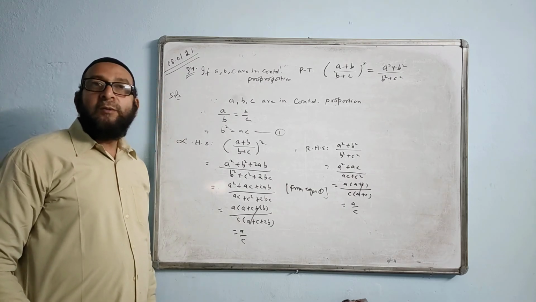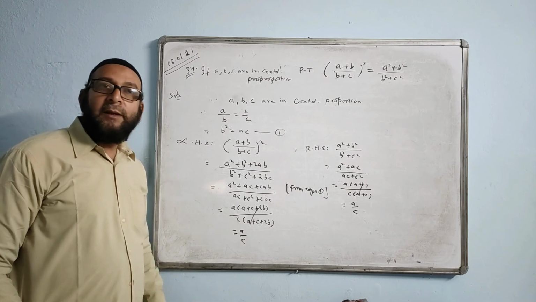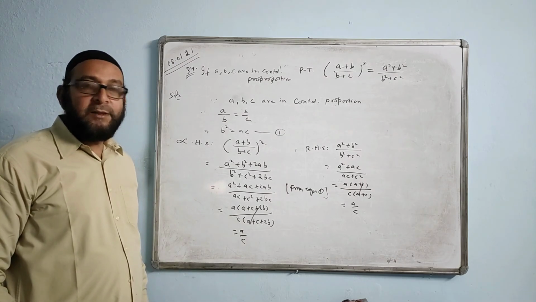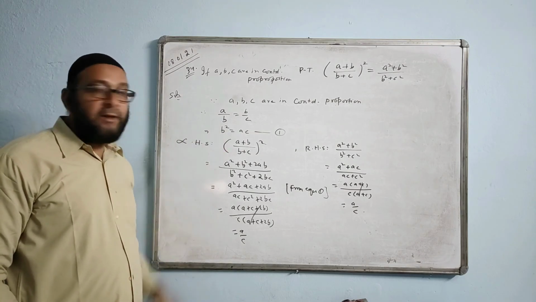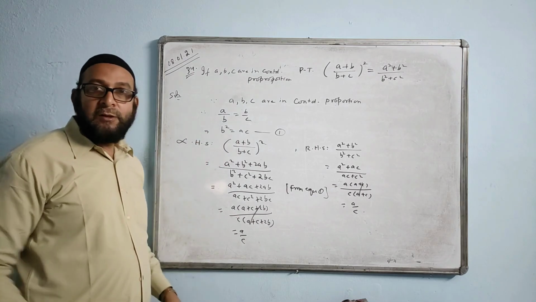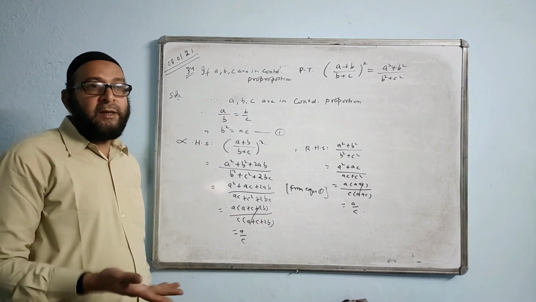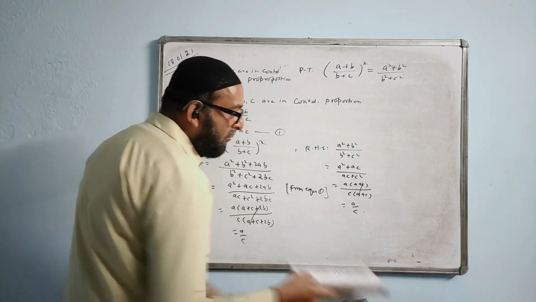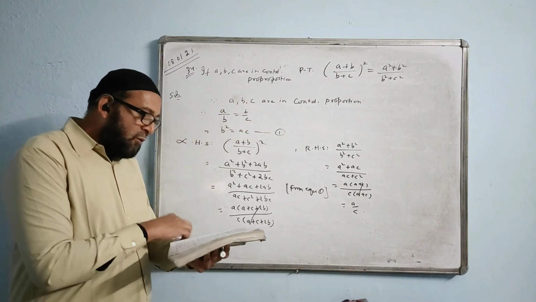So if the question talks about A, B, C are in continuous proportion, or B is the mean proportional between A and C, so you have to do that. B square will become AC, or sometimes AC will come and you replace it with B square. Just the opposite. B square becomes AC and AC becomes B square, and then the problem will be solved. So this type of question we have.